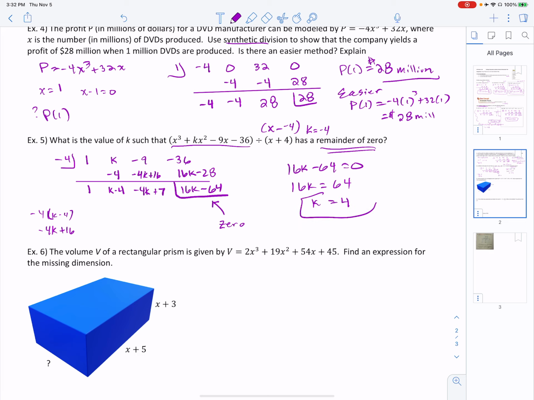And you get k is 4. So that is using and applying the synthetic division and the remainder theorem.